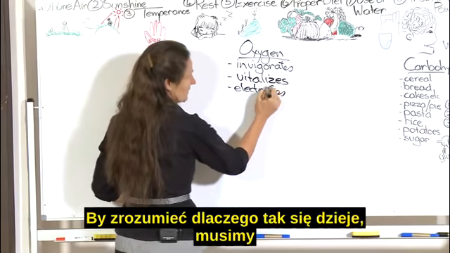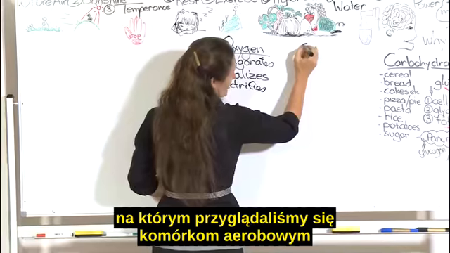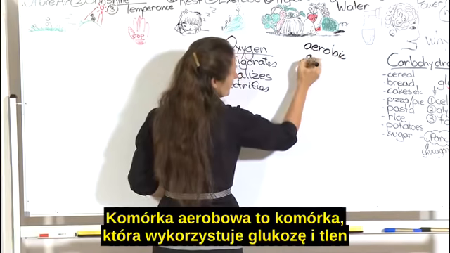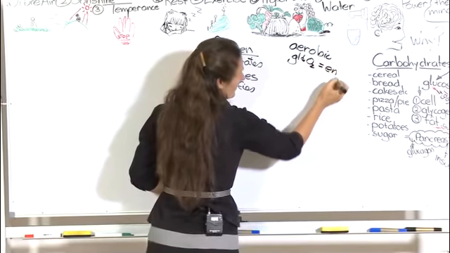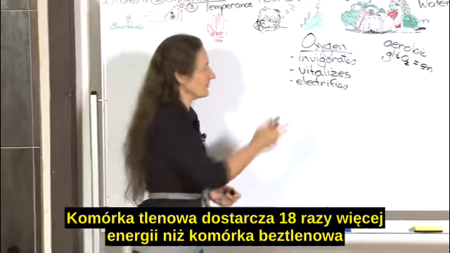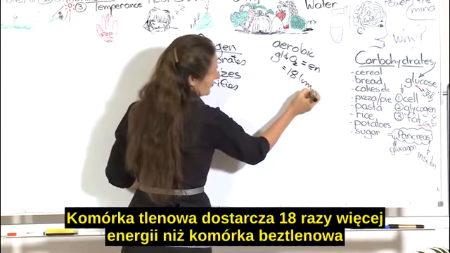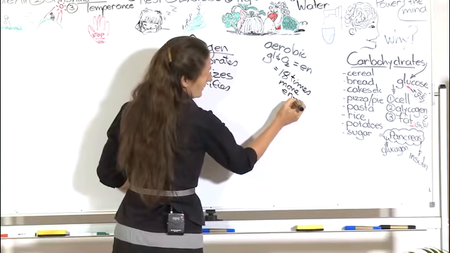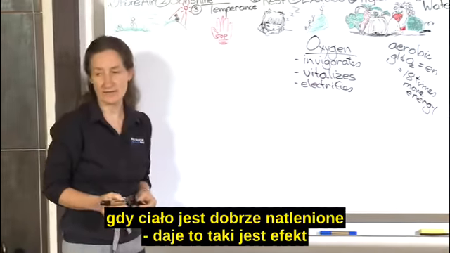To understand why it does that, we need to take our minds back to our lecture on Monday where we looked at the aerobic cell. An aerobic cell is a cell that uses glucose and oxygen to give energy, compared to the anaerobic cell, which doesn't use oxygen. The aerobic cell will deliver 18 times more energy than the anaerobic cell. That explains why, when the body is well oxygenated, this is the effect.